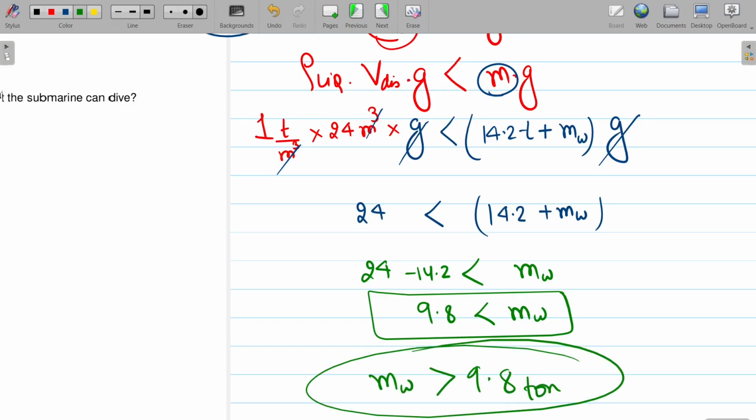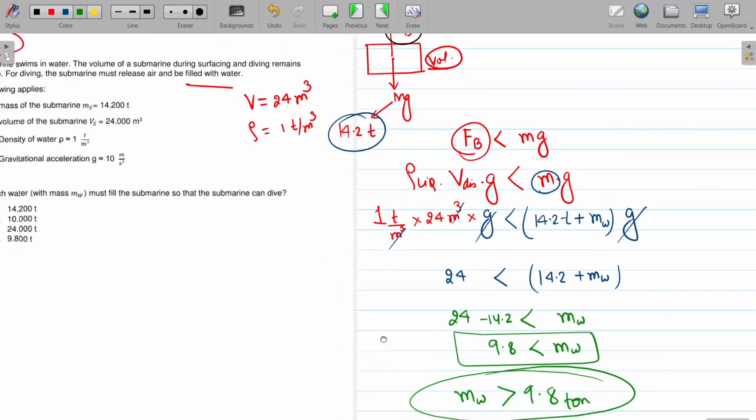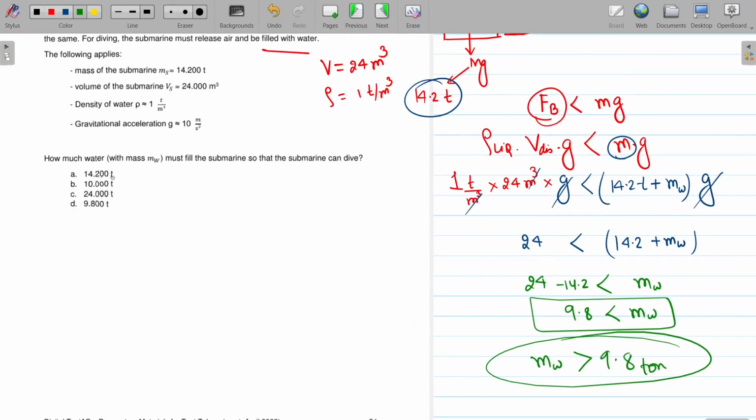Let us see the options. According to the first option, this may be possible. Yes, 14.2 tons is greater. Option B, 10 tons, it may be possible. Option C, 24 tons, it is also possible. And option D, 9.8 tons, it will not be possible because I want greater than 9.8. The question is asking how much water must fill the submarine so that it can dive. Since all three options are correct, we have to find the minimum possibility. The option just greater than 9.8 is 10 tons, so that should be the answer. So the answer is B, that is 10 tons.